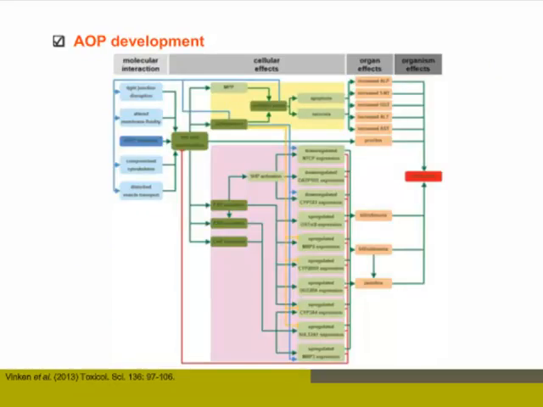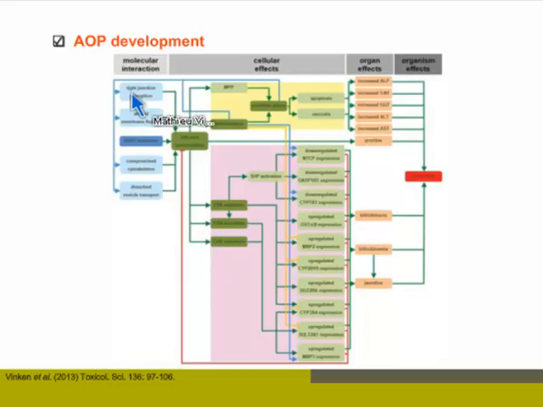Now, because we already had an AOP on steatosis at that time, which was discussed a couple of slides ago, we decided to first develop an AOP on cholestasis, which was not done at that time. So this was published a year later in Toxicological Sciences. You can see the reference here. So this is the AOP.